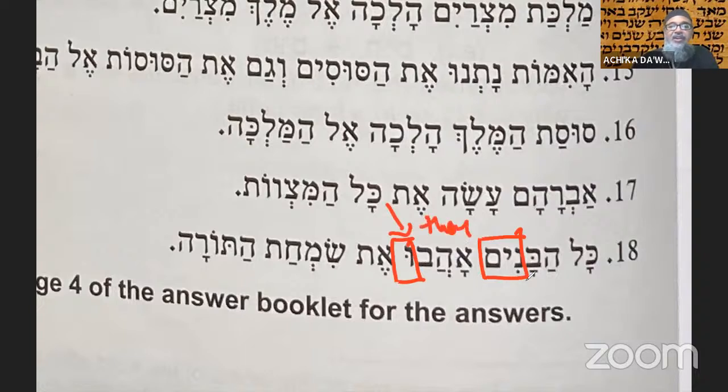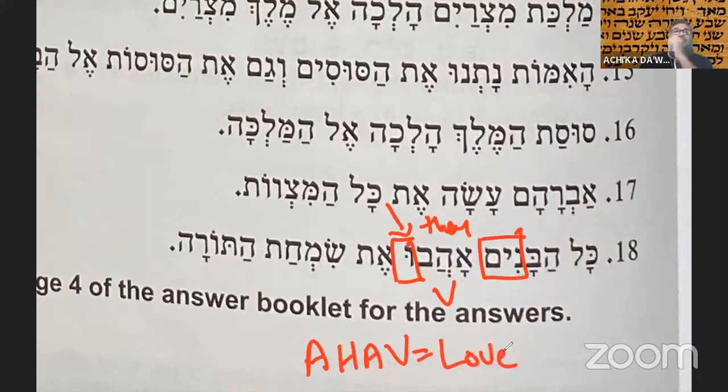Okay. So we know that they're doing something. And so this is a verb. What are they doing? My favorite word. Ahav. What's ahav? Love. What do they love? Here's the aleph tav, the eth, the arrow.